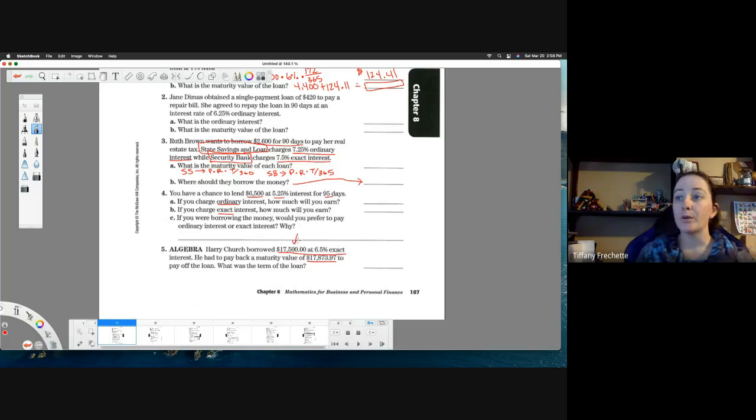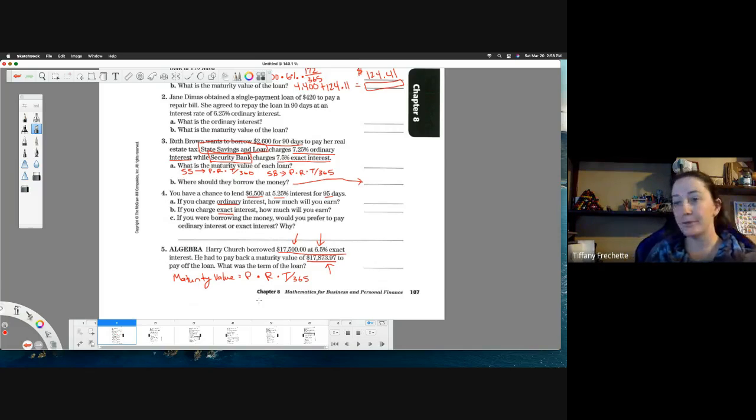So we have a principal, we have a rate, and we have a total. If we remember, we need principal times rate times time. We don't have the time. So they're asking us, what was the term of the loan? Term means the length of the loan. So if I go back to that, maturity value equals principal times rate times time. And time is going to be divided by 365 because it's exact interest. Again, just pay attention to that wording.